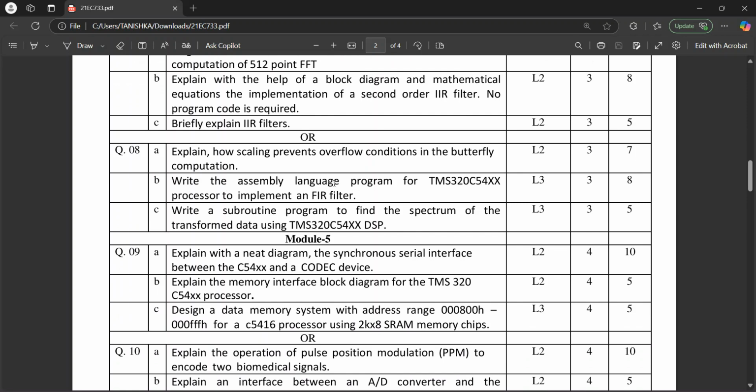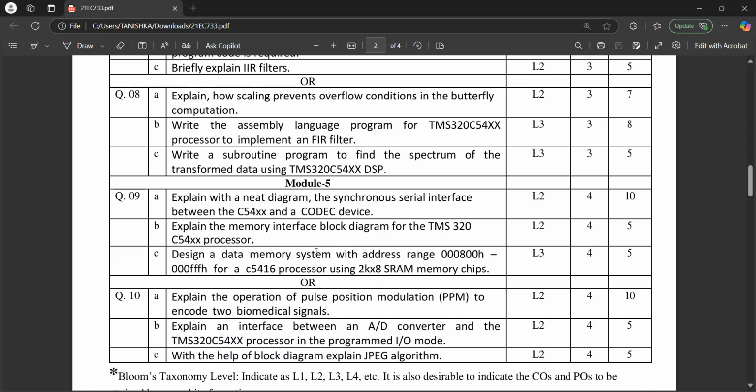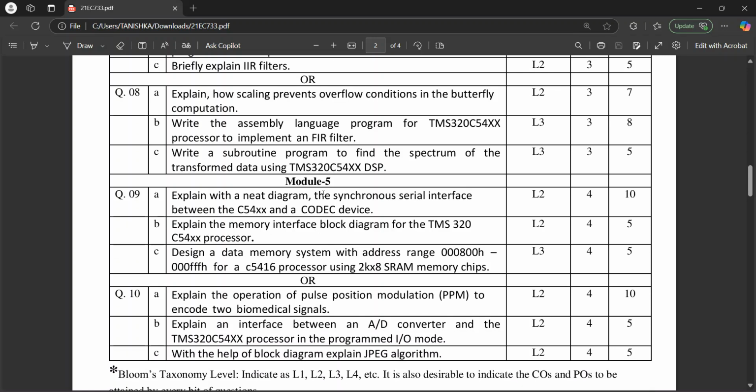Write assembly language program for TMS320C54XX processor to implement an FIR filter. Write a subroutine program to find the spectrum of the transform data using TMS320C54XX DSP. And in module 5, explain with the neat diagram the synchronous serial interface between C54XX and CODEC device.